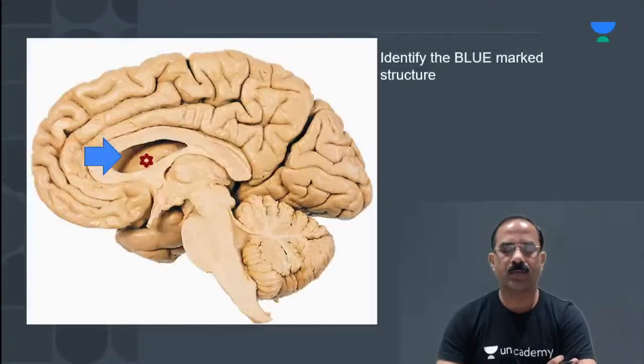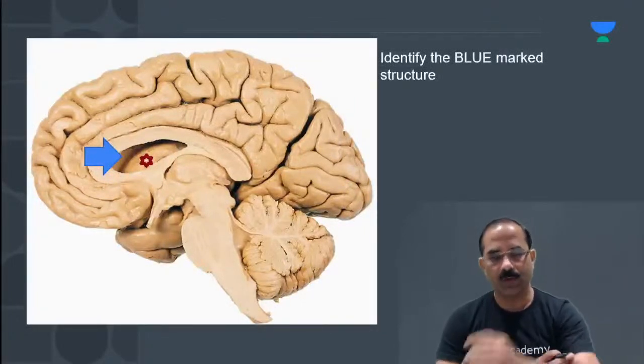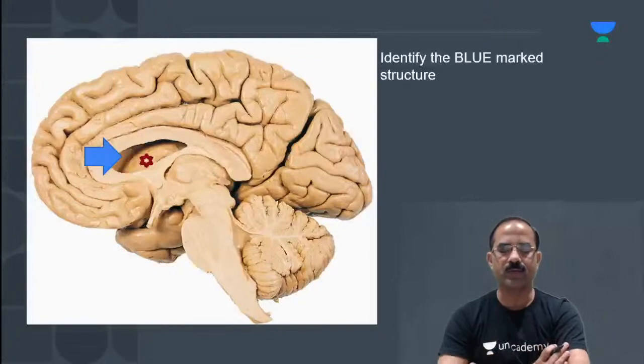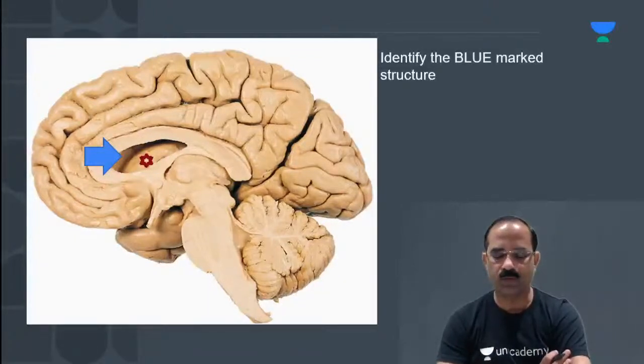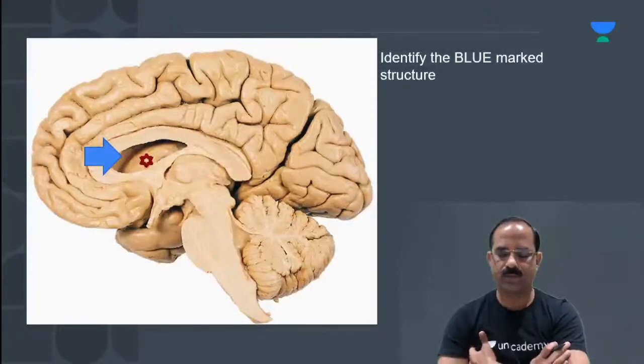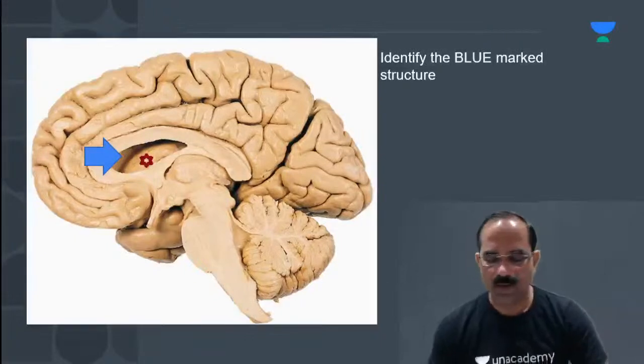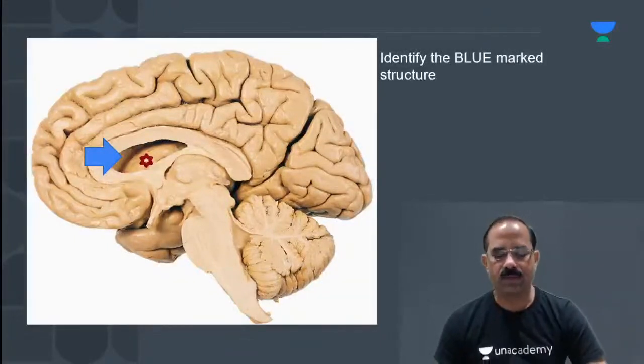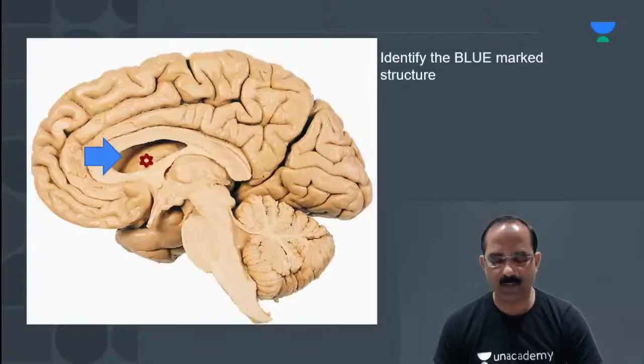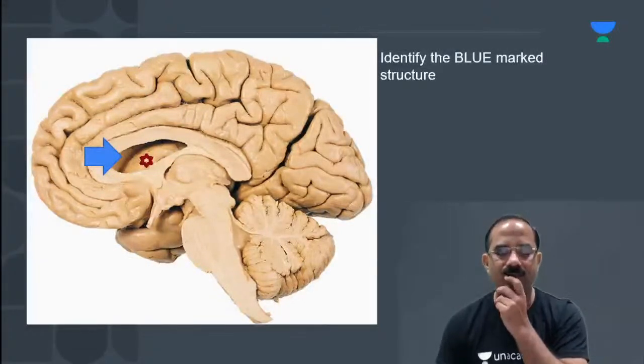Identify the pointed structure, the one in the blue arrow. Whatever you feel, you answer. The pointed structure in the blue arrow. That's a cavity I'm asking. The cavity. Anyone?